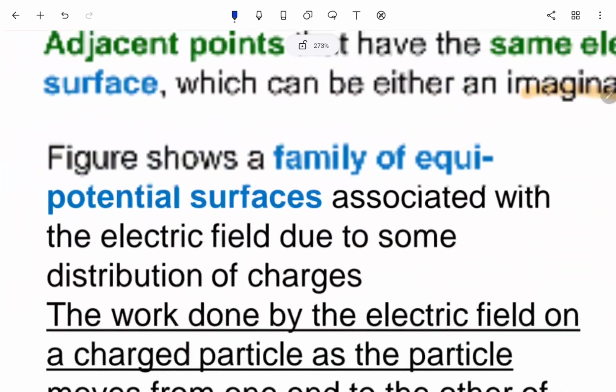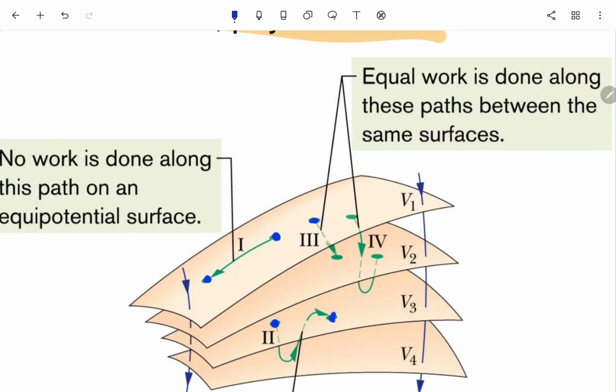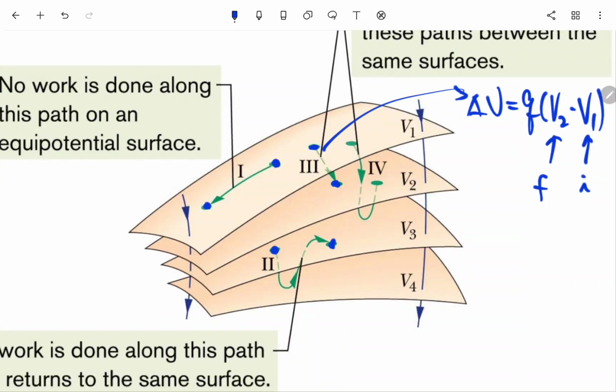But for path 3, the starting point is at V1 and the end point is at V2. So here the delta U will be q times V2 minus V1. This is the final, and this is the initial. And similarly for path 4, so delta U3 and delta U4.